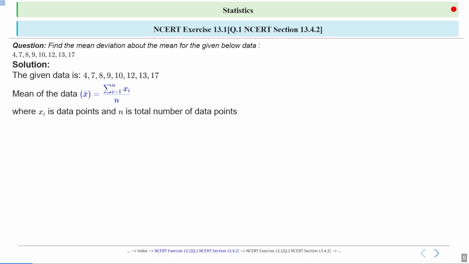Now, let's recall the formula for the mean of a data set. The mean, often written as x bar, is calculated by adding up all the data points and dividing by the total number of data points. That is, mean equals summation xi, i equal to 1 to n, divided by n. Here n is the total number of data points.